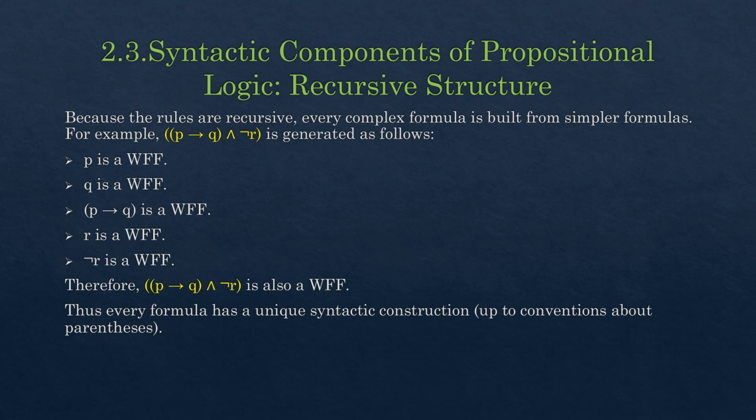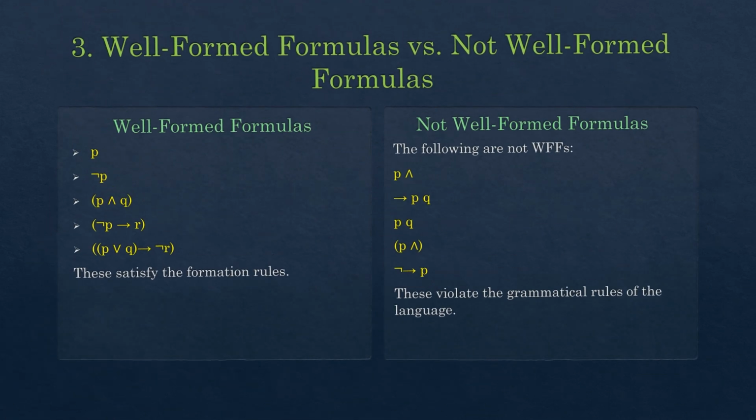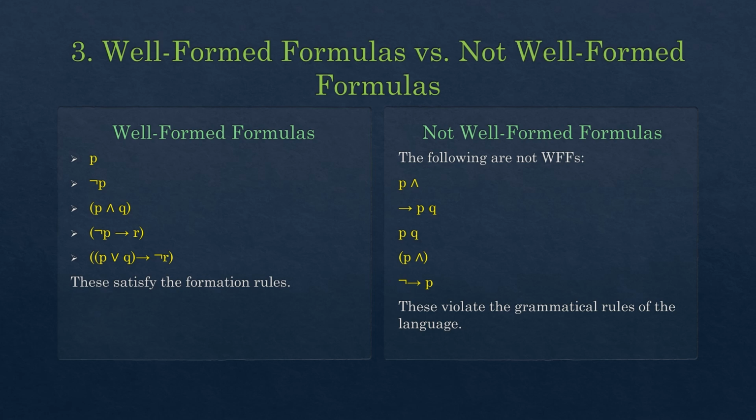And considering all of this knowledge, we can distinguish well-formed formulas from the not well-formed formulas. For example, you can see that on the left side, I've used well-formed formulas. On the right side, I've used not well-formed formulas. For example, P, it is a well-formed formula. As I said before, it is an atomic proposition, a simple statement. Not P, and P and Q, it's our conjunction.